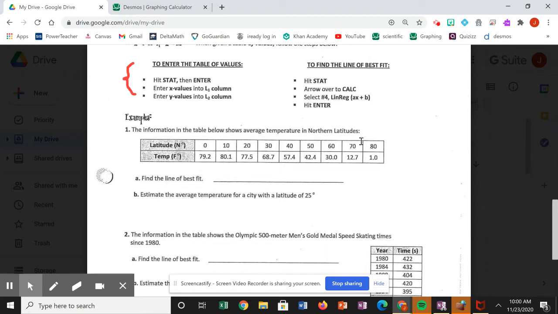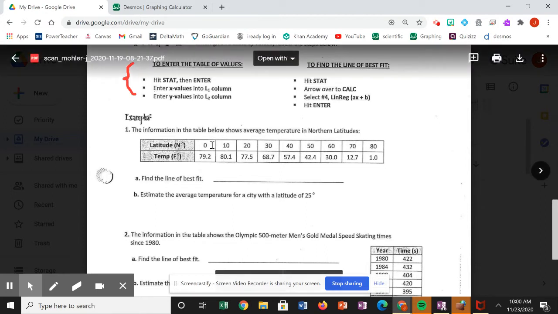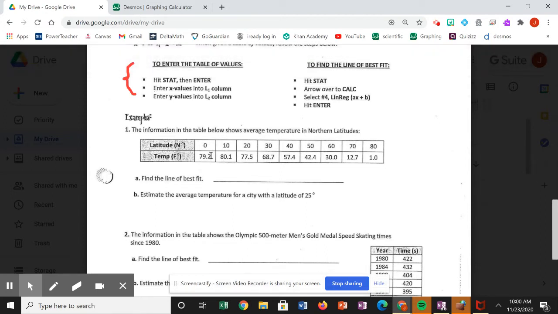So our first example right here tells us that the information in the table below shows the average temperature in northern latitudes. So it gives you the latitude and the corresponding average temperature at that latitude. So this is the data that we're going to put in a table. We're going to graph it, find our line of best fit, and all of that using our Desmos calculator.